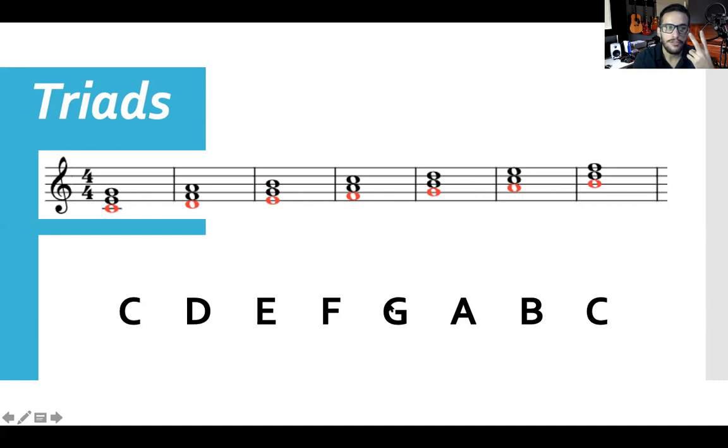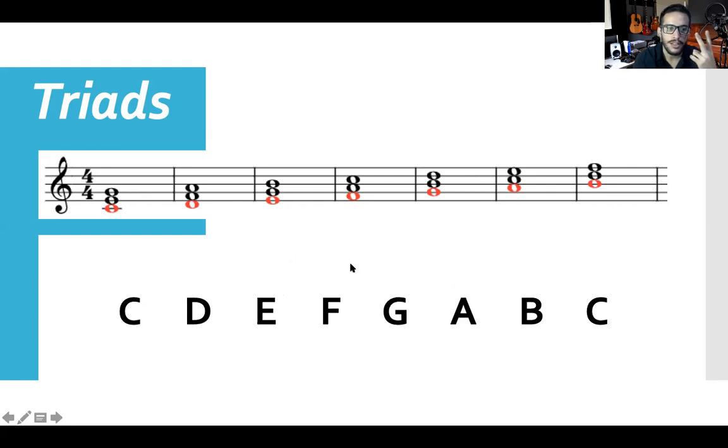We do the same thing for all the notes. So from D, we skip a note, a letter, and we are in F, and then we skip a note and we are in A. From E, we skip a note and we are in G, and then we skip a note and we are in B, and so on and so forth.